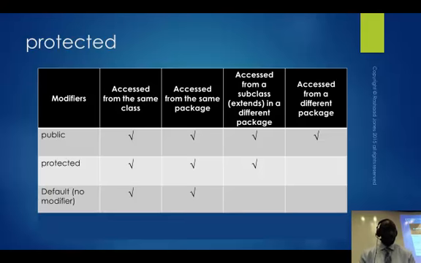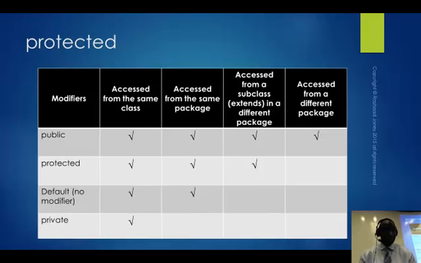Another modifier is default. This is where we leave the modifier off. There is no word for the modifier. It's just a blank or empty space. In this particular case, members and methods are only accessible if they are in the same class or in the same package. And the final modifier is private. In this case, private, you can only access a private member or method if you are inside that same class.